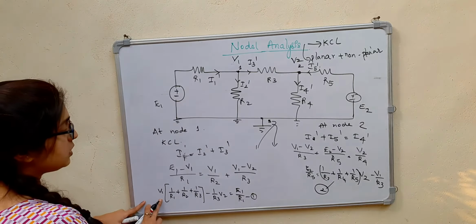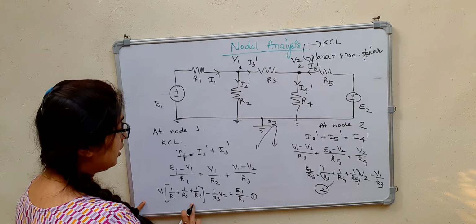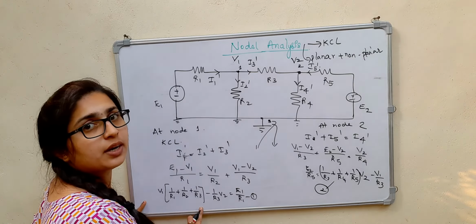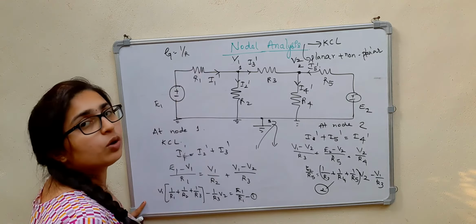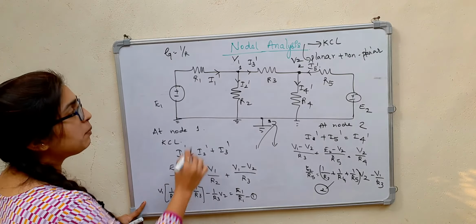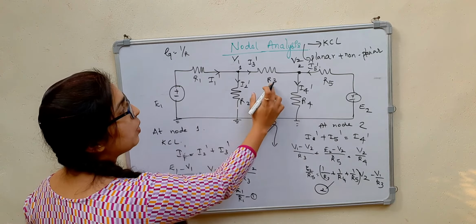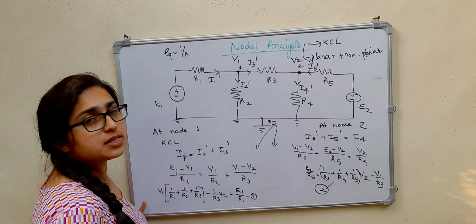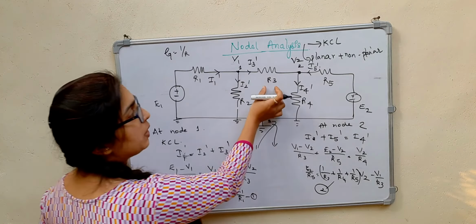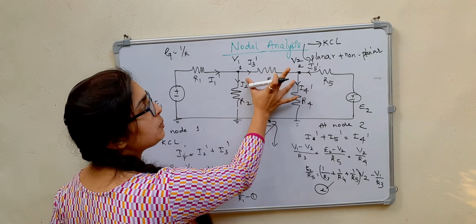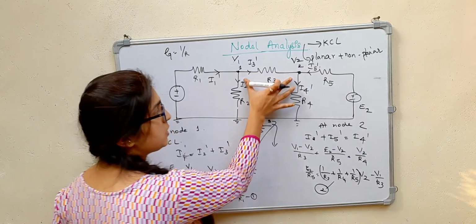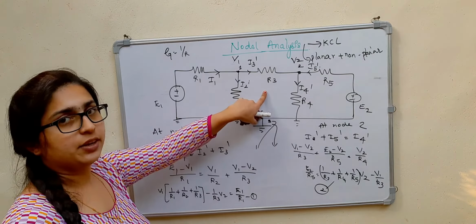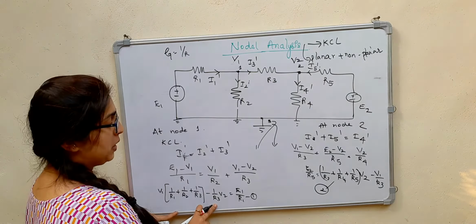See here, this is V1 and this is nothing but the conductance, right? Sum of conductances, because you know conductance is nothing but the reciprocal of resistance. So this is the sum of conductances, R1, R2, R3, sum of conductances at node 1. Then what is 1 by R3? That is the conductance between 1 and 2. That is a mutual conductance between these two nodes, and that will always be negative. Okay, so it is minus 1 by R3.